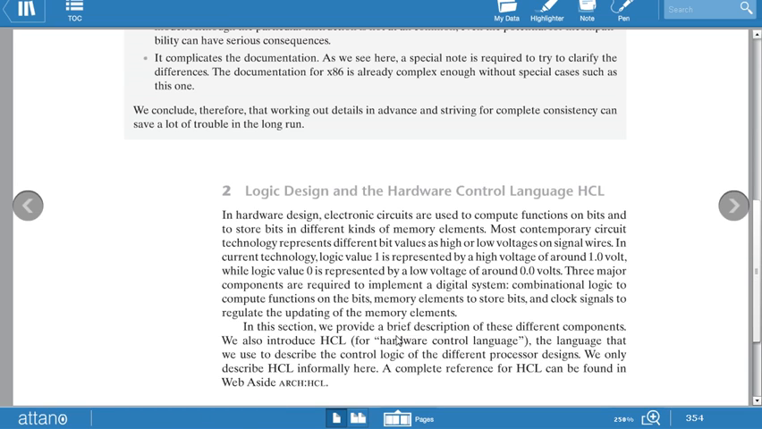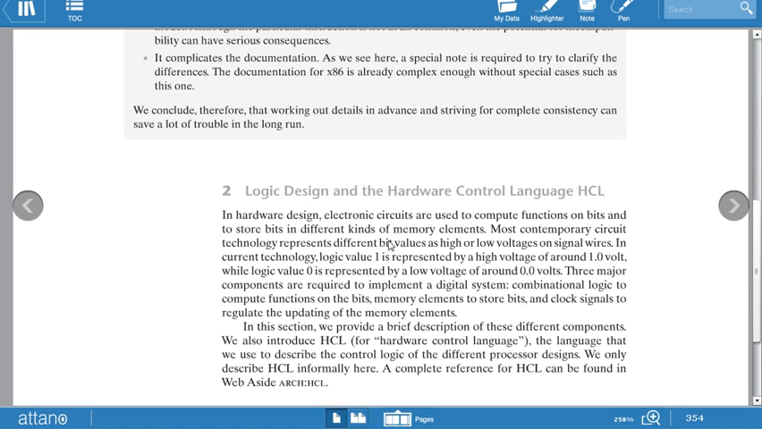We will also introduce HCL, that is Hardware Control Language. The language that we use to describe the control logic of different processor designs, means how the flow of the computer works. That is designed, or that is shown by the HCL, that is Hardware Control Language.